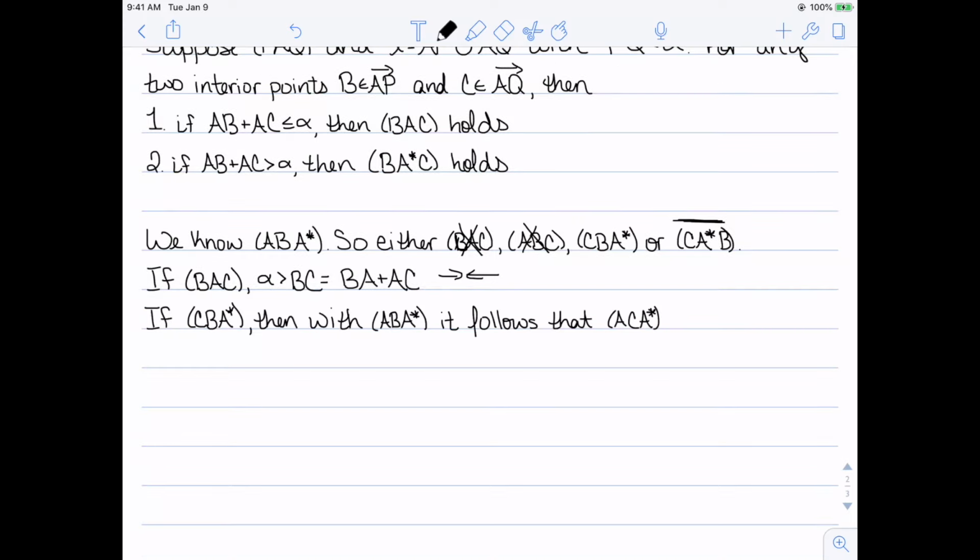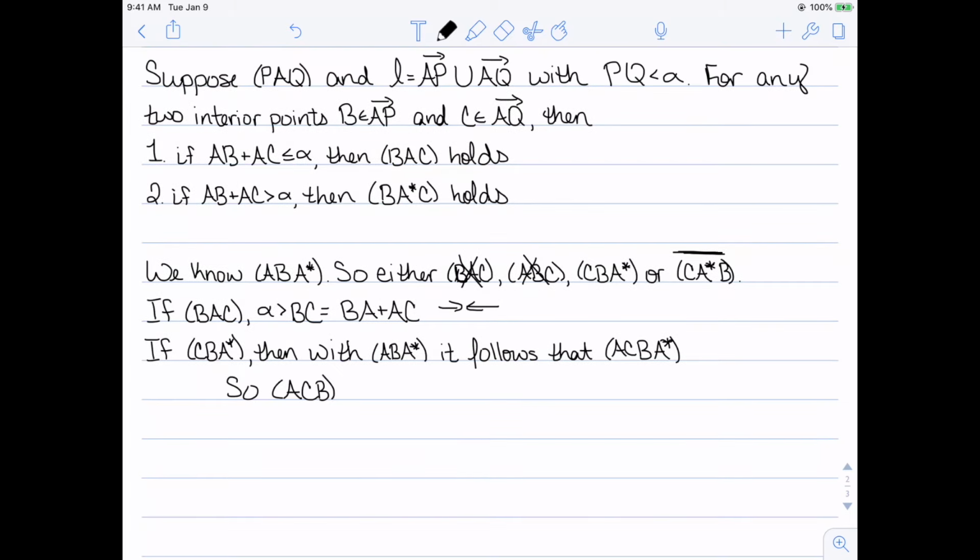Now, if we have that CBA* combined with the fact that ABA*, it must follow that we have the property ACA*. So if it's true that CBA* combined with the fact that we know ABA*, it must follow that we have ACBA*. And that tells us that ACB must hold, which we previously stated is impossible. So there's another contradiction, and so we're guaranteed the one that we want, CA*B.